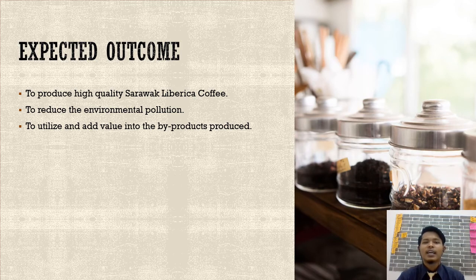Expected outcomes. The main purpose of the coffee fermentation process is to produce high quality coffee, especially from the Sarawak Liberica coffee species. By addition of microbes from dairy products, it will help to reduce the time taken for bacteria to degrade the glucose during the coffee fermentation process. With proper treatment, we can reduce environmental pollution. And also it can be a guideline to utilize and add value to the byproducts produced.